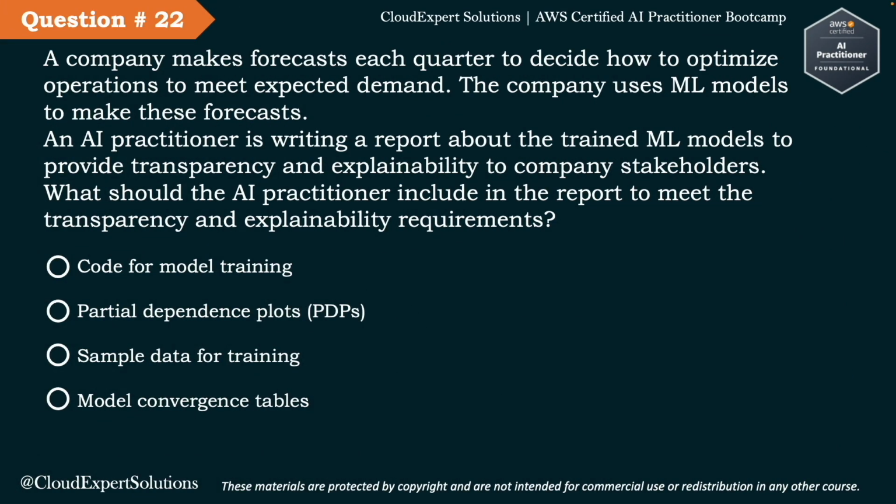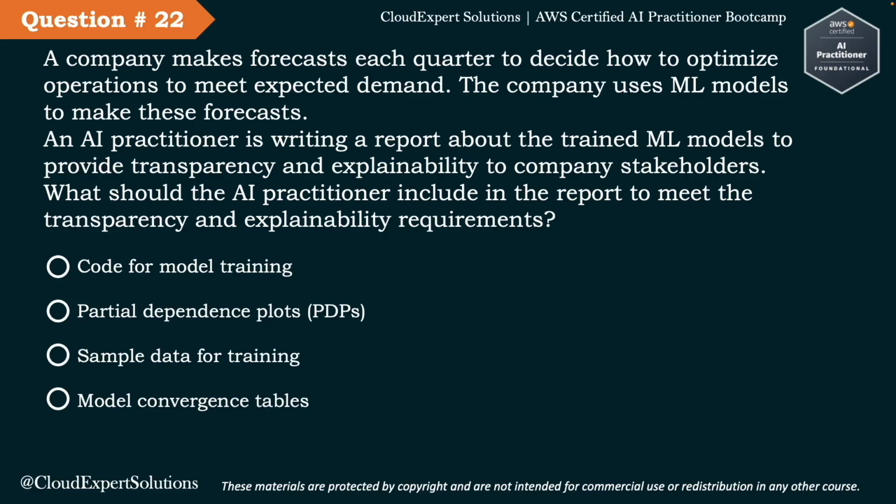A company makes a forecast each quarter to decide how to optimize operations to meet expected demand. The company uses machine learning models to make this forecast. The AI practitioner is writing a report about the trained ML models to provide transparency and explainability to company stakeholders. What should the AI practitioner include in the report to meet the transparency and explainability requirements?